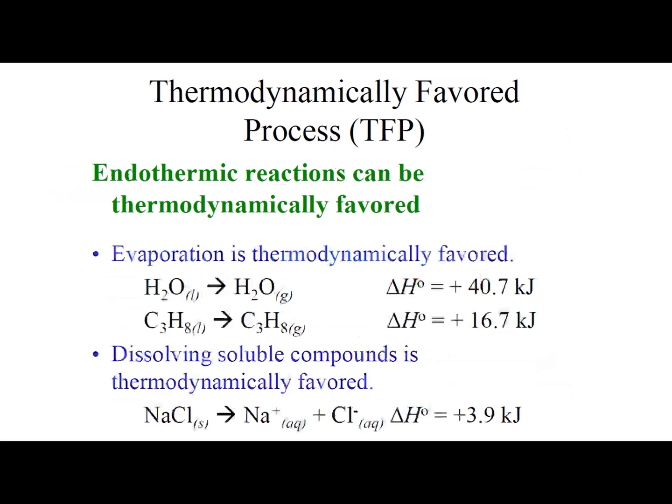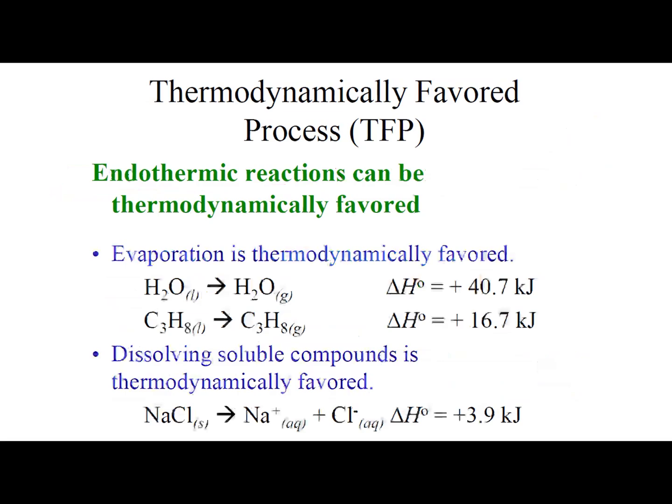There are some endothermic reactions that can be thermodynamically favored. Good example of that is evaporation or evaporative cooling. So basically you feel cold when you get out of a pool or something like that. As the water evaporates from your body, the water is actually pulling heat out of your body to drive an endothermic process. But then that is thermodynamically favored.